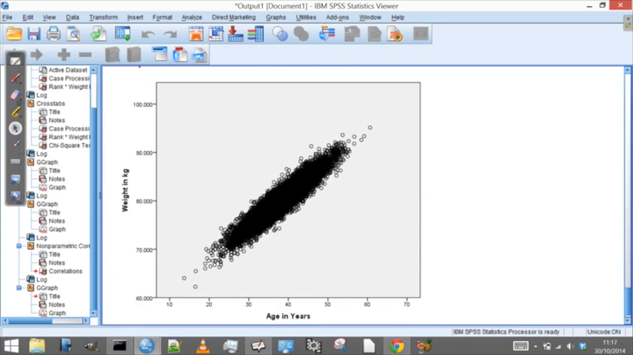Is this linear? So, yes or no question. Louder. Excellent. Thank you. So it appears that there's a linear relationship.